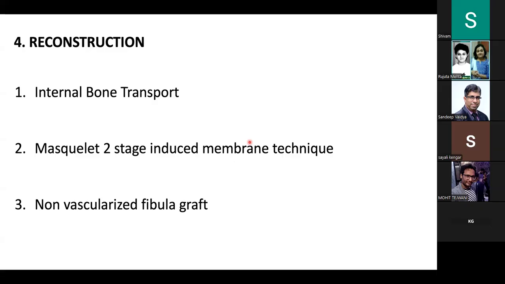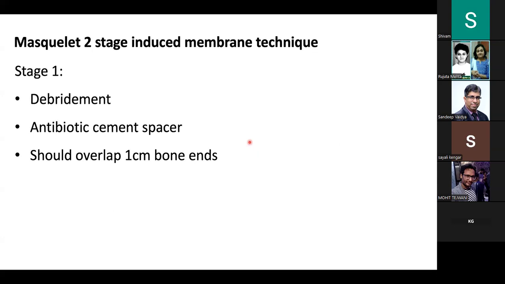And therefore, here the main common techniques that we use is, number one, internal bone transport. What we are most fond of is the Masquelet two-stage induced membrane technique, which I shall discuss in some detail. And finally, if the infection is again controlled, you can directly go for non-vascularized fibula graft. I shall describe the Masquelet in a bit more detail.